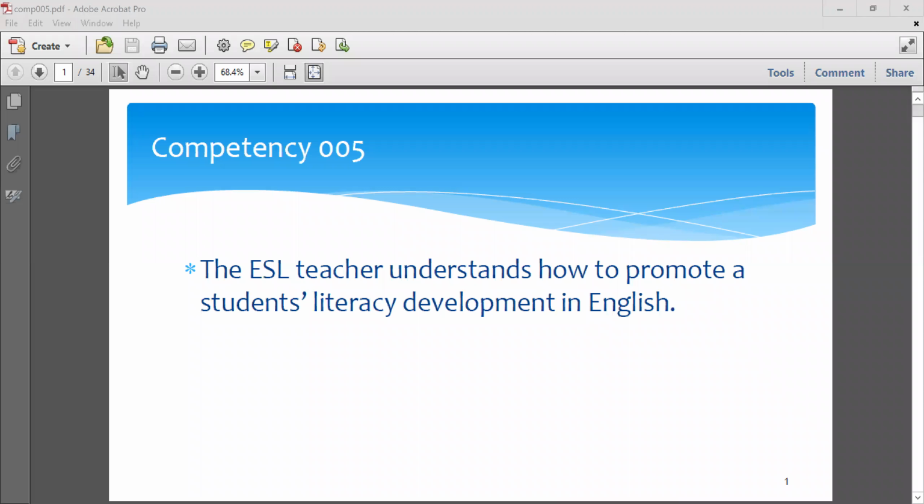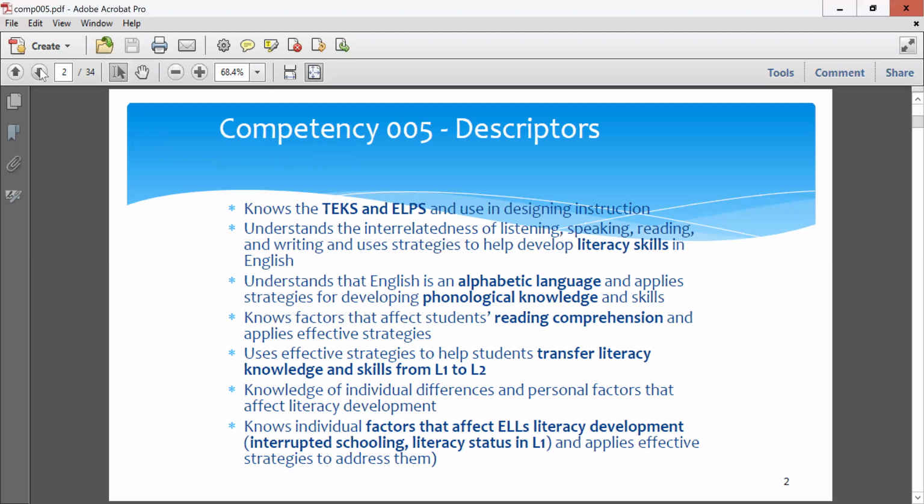Competency 5. The ESL teacher understands how to promote a student's literacy development in English. So for this competency, we're going to be looking at the reading and writing domains of language proficiency. Competency 5 descriptors include knowing the TEKS and the ELPS, the Texas Essential Knowledge and Skills, and the English Language Proficiency Standards, and using those in designing instruction.